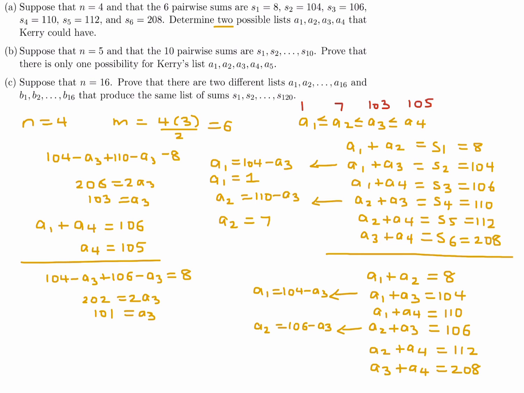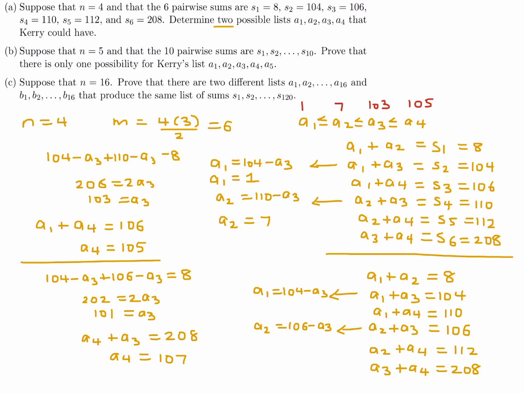We did indeed get a different value for A3 because back then we got 103. And then A4 I can easily get. A4 plus A3, we can just use that one. That's 208. So that means A4 will be 208 minus 101, which is 107. So I did indeed get a different list.